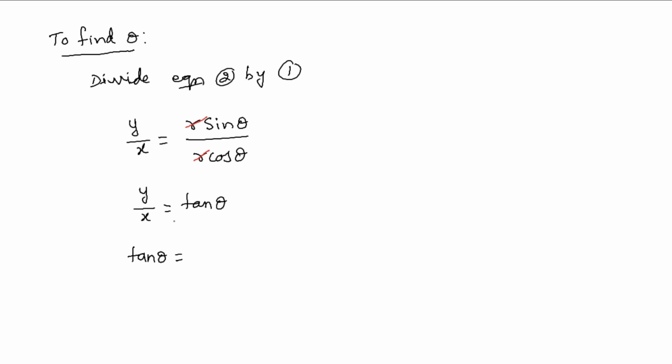So we obtain the value of tan theta to be equal to y by x, or theta will be equal to, if we take tan to the other side, it becomes tan inverse of y by x. So we obtained theta in terms of x and y. That's the value of theta.